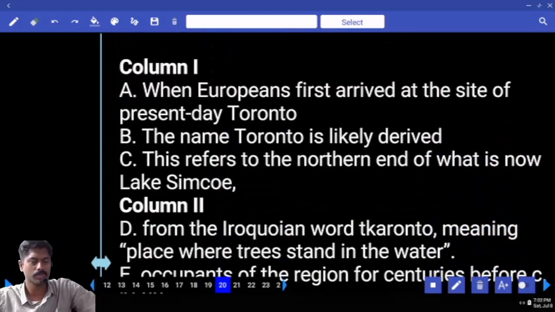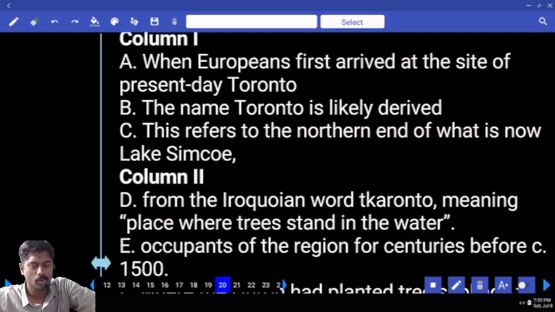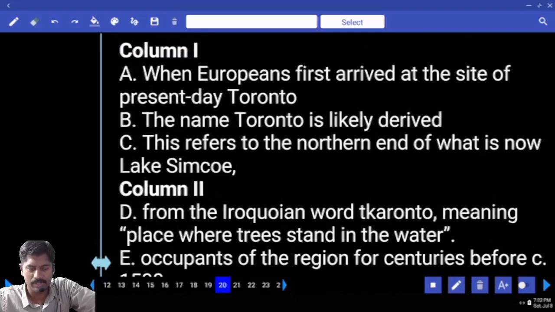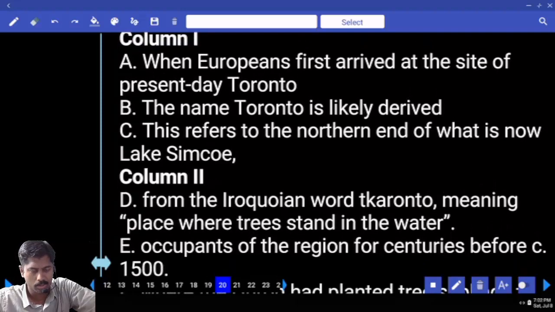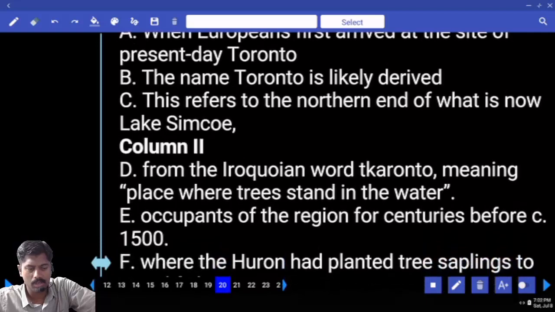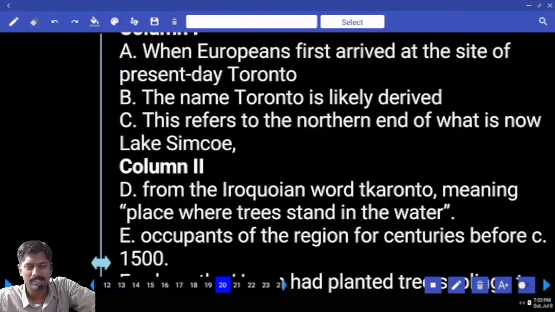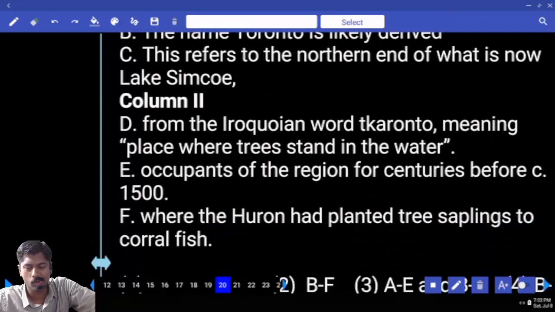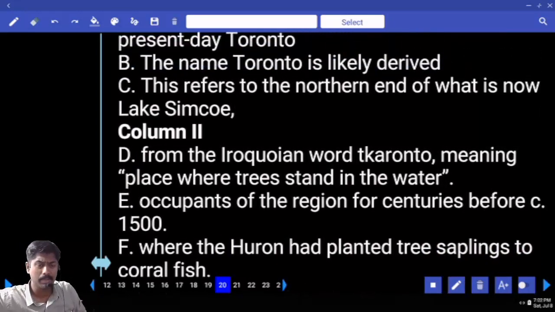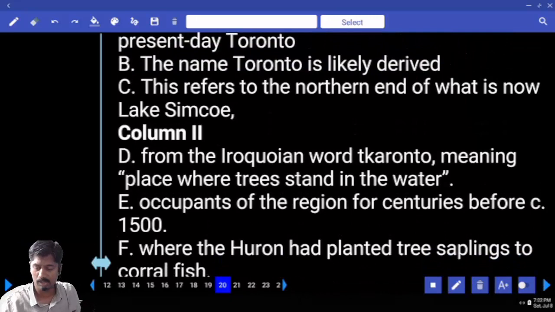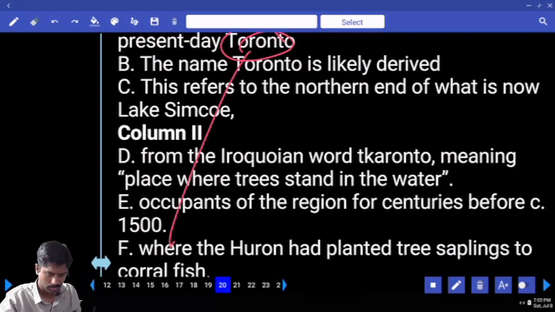Column 1, column 2, we need to pair up. When Europeans first arrived at the site of present day Toronto, they first arrived present day Toronto from the Iroquois. They arrived at the site of present day Toronto where Huron had planted 3 saplings. Can I pair A and F because Toronto is a place? Can I pair or not?